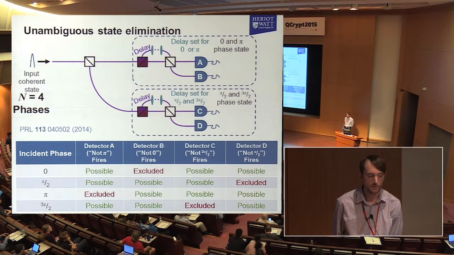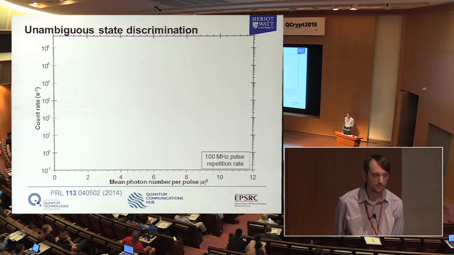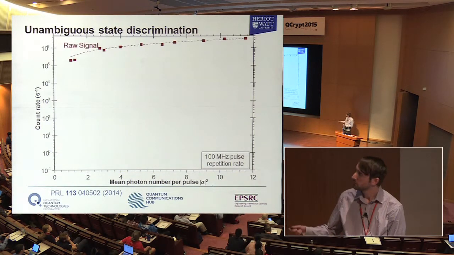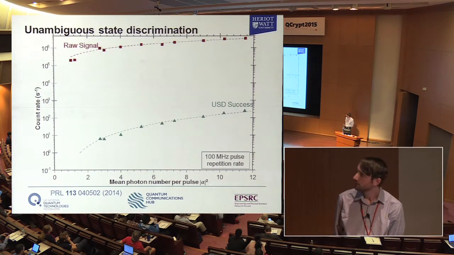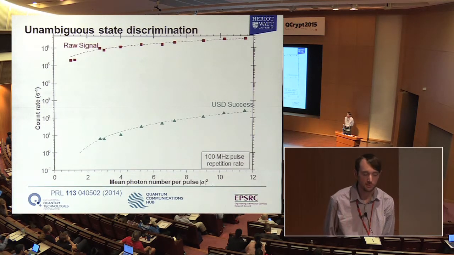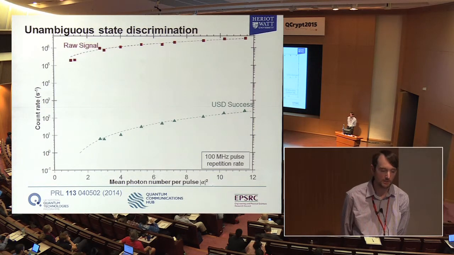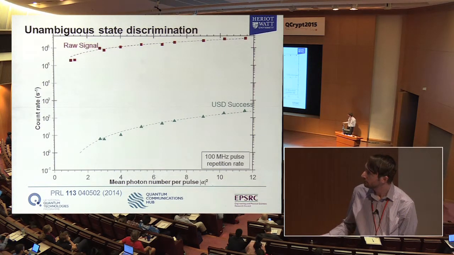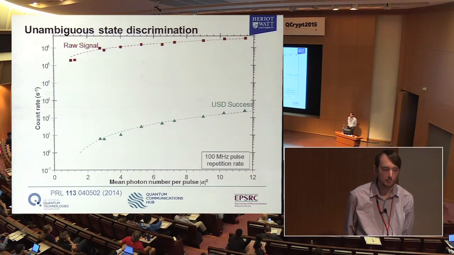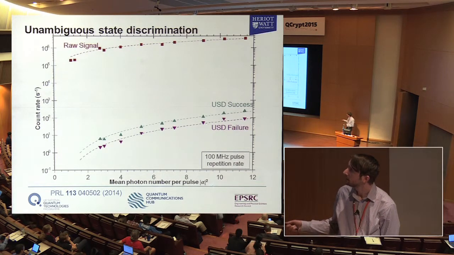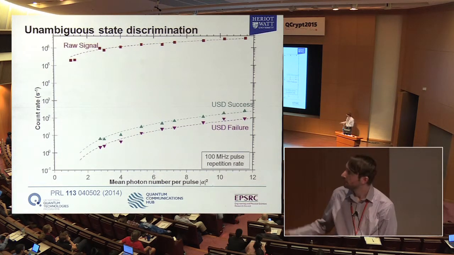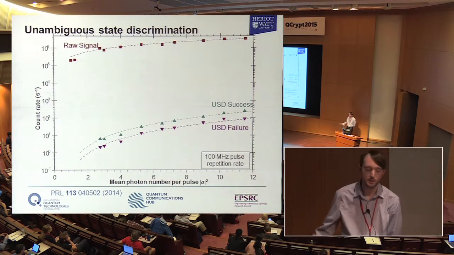To quantify that a bit in a graph, this again is the raw rate, very comparable to what we had in the previous experiment. But here now we've got the unambiguous state discrimination success rate. This is when we had the 3 clicks and the 1 anti-click on the detectors. And you can see that it's considerably lower than our raw detector rate across there. But more troublingly, our failure rate when we accidentally eliminated the correct state is very comparable to the success rate.